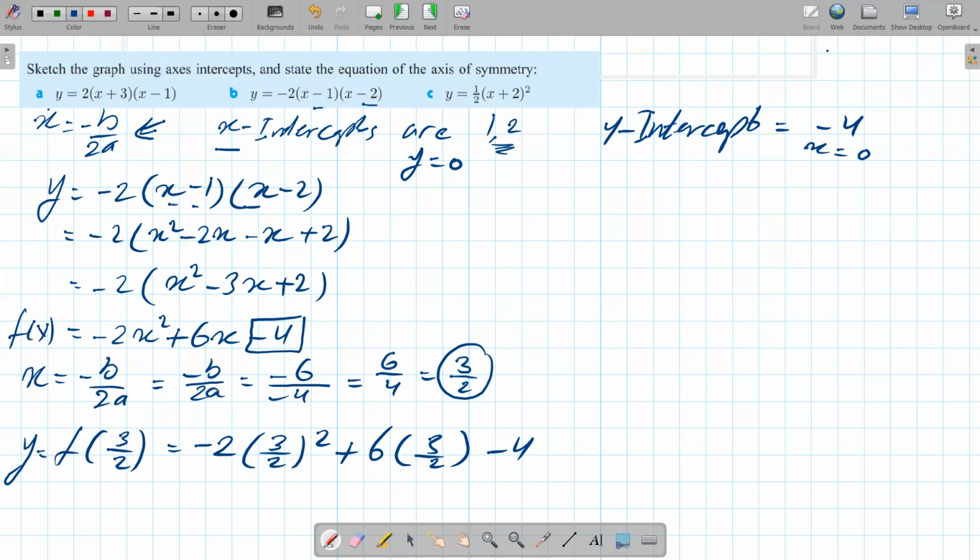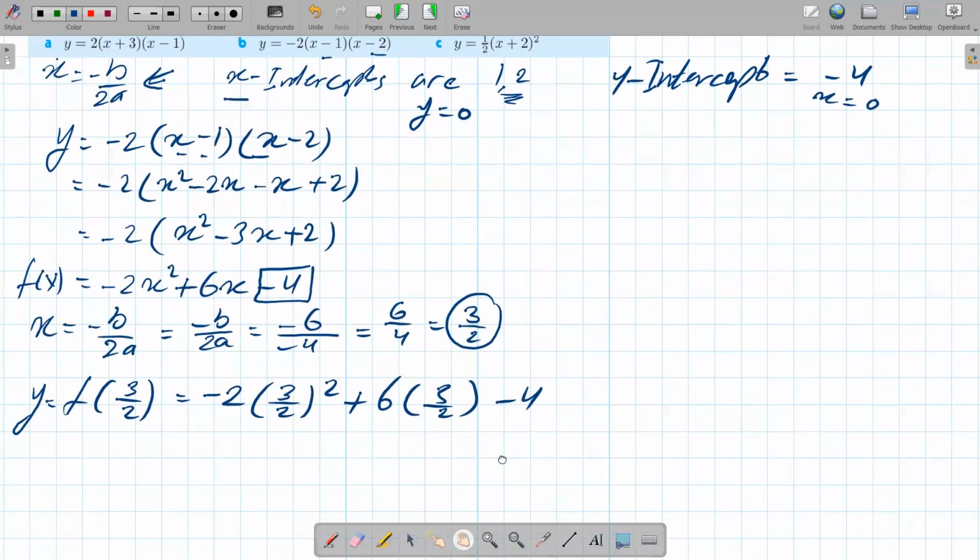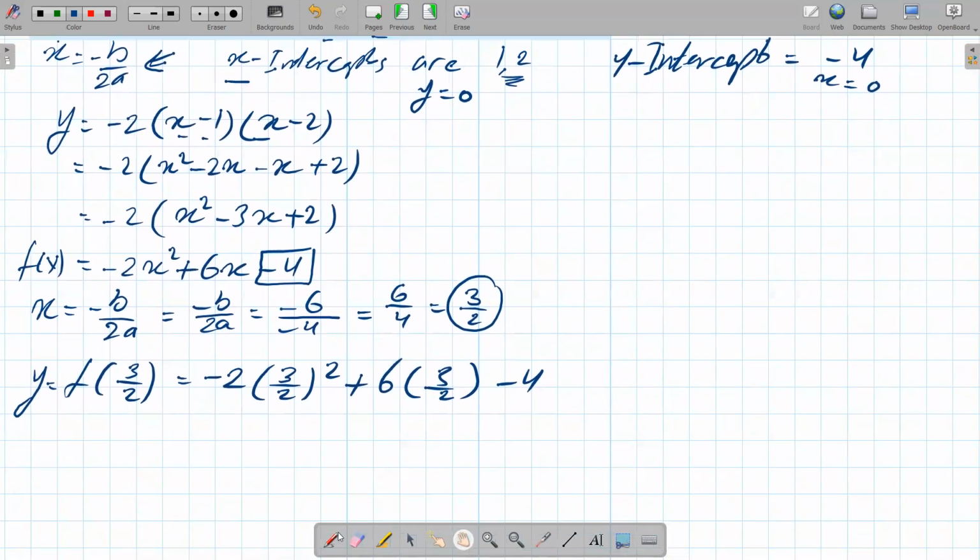You found it? Not yet. Okay, let me explain it to you. Focus, please. Here we have negative 2 times 3 over 2 squared. It becomes negative 2 times 9 over 4, since 3 over 2 squared becomes 9 over 4. Then plus 6 times 3 over 2, we're going to simplify it.